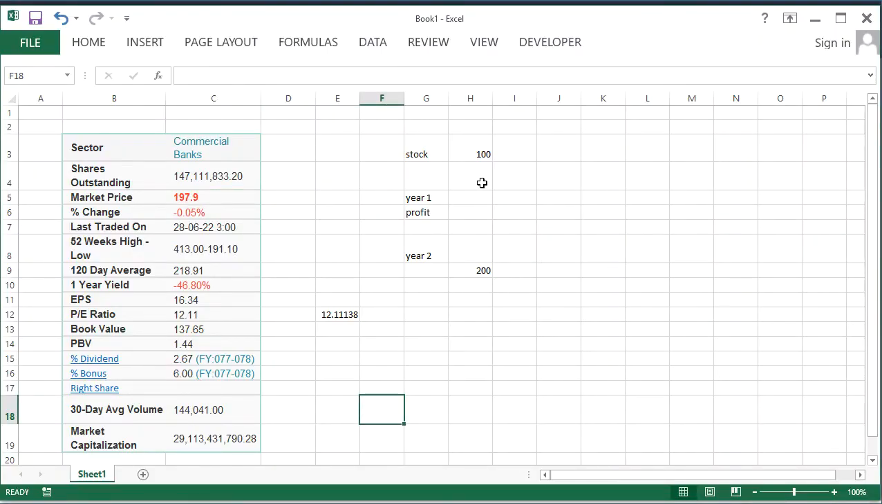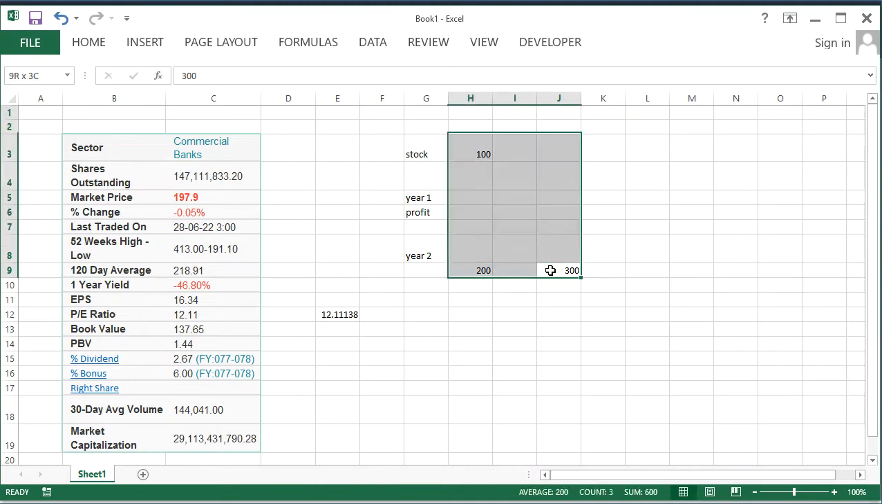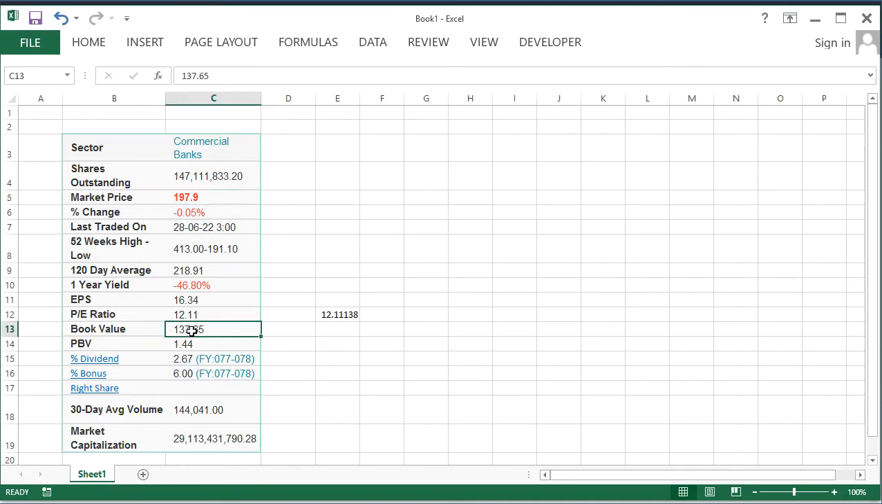So yeah, the book value could be 200 for year 2, whereas the market price could be 300, something like that. So what I really mean is, that is what a book value is. So in the market, the price of this stock is 197, at which the stock is being sold or bought, and the book value is 137.